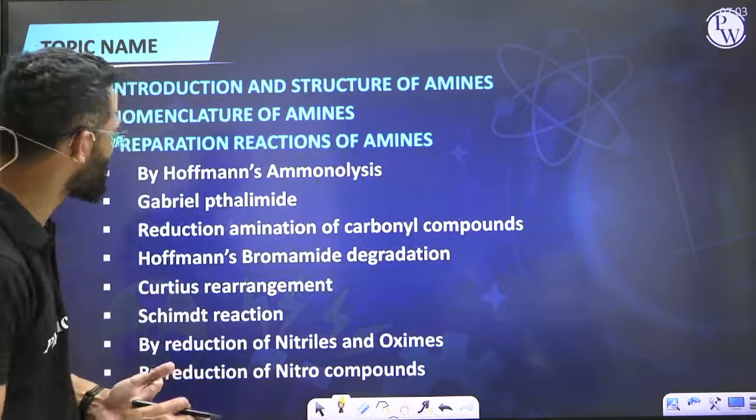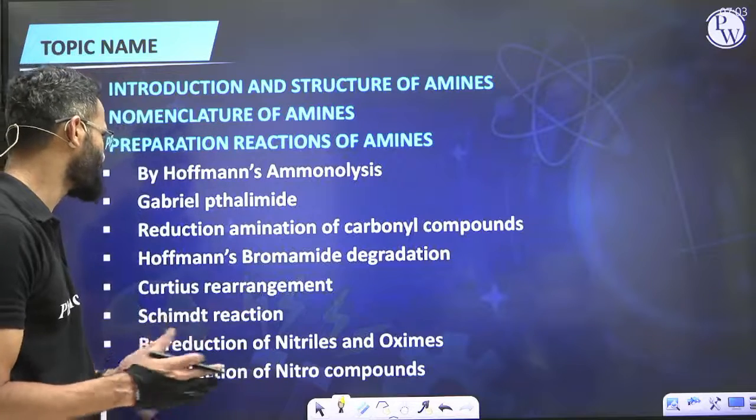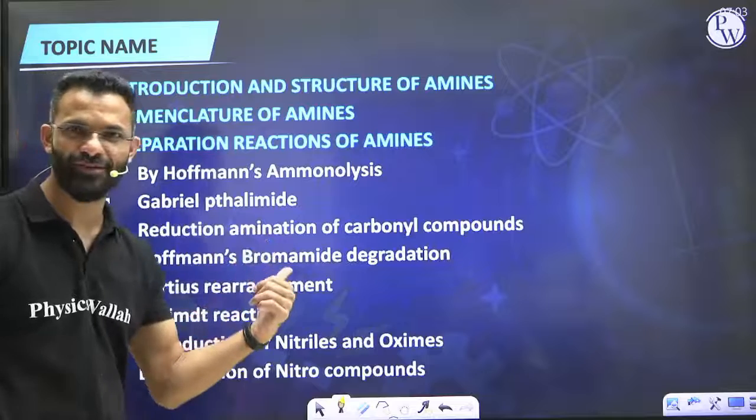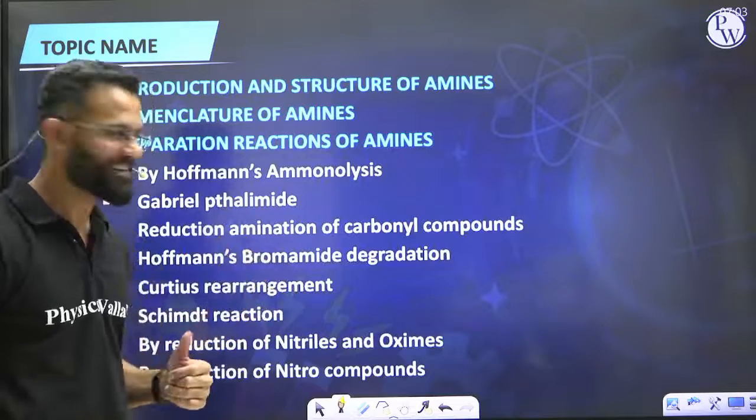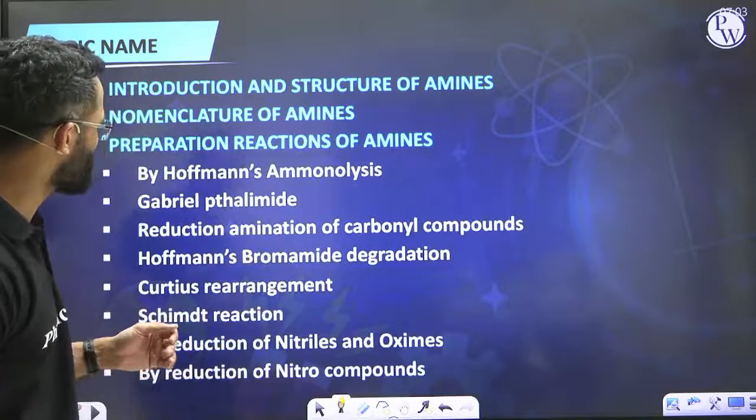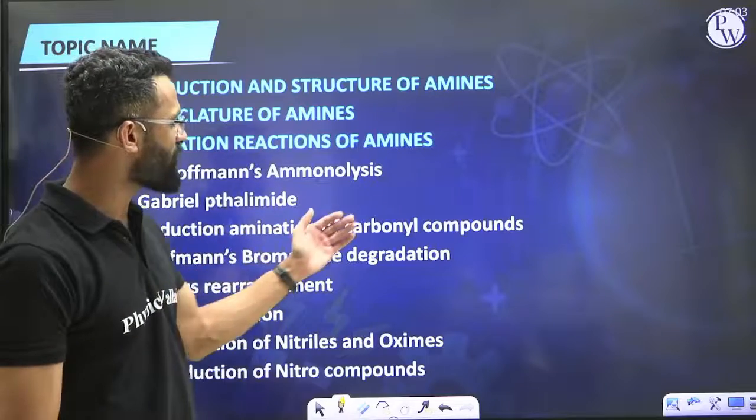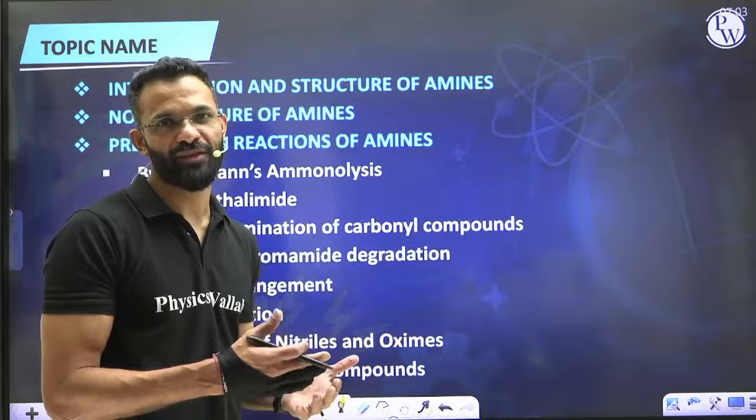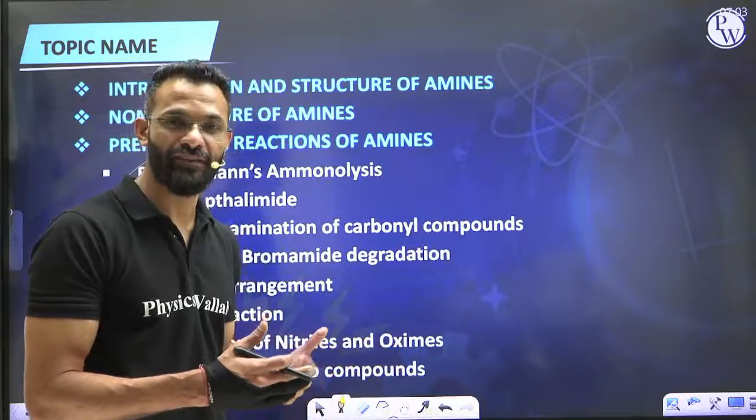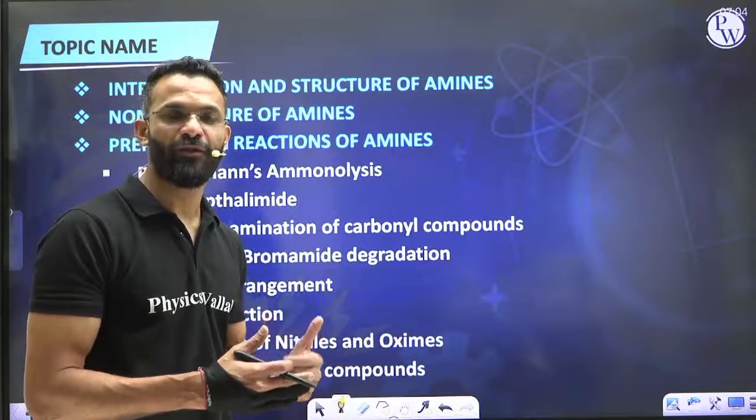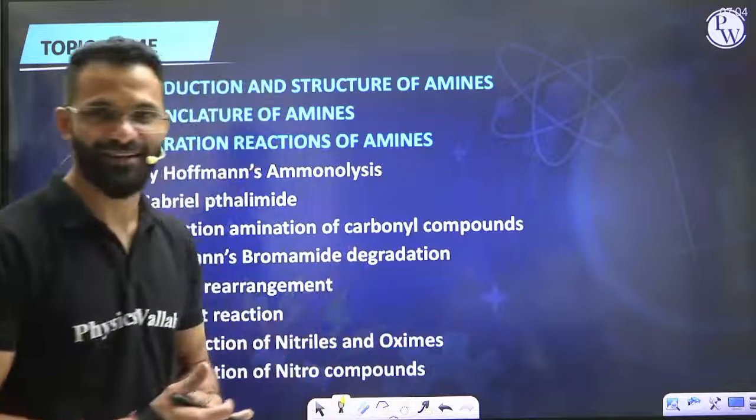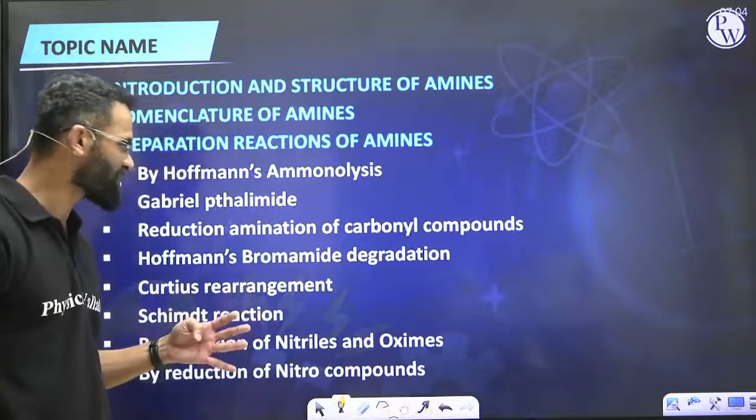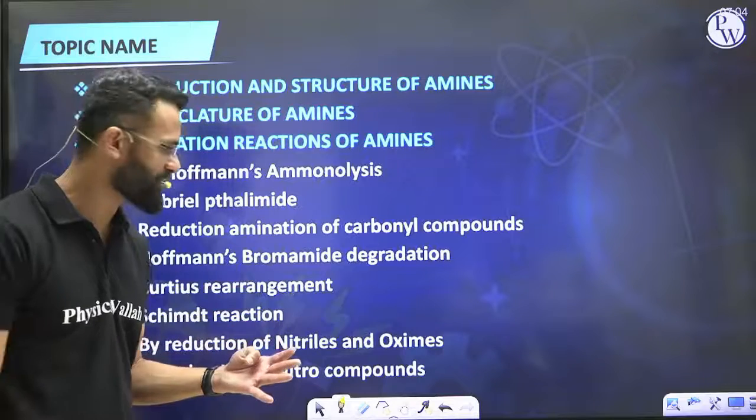We'll then talk about preparation of amines, precisely speaking primary amines, by Gabriel phthalimide synthesis. A very commonly asked question comes from this reaction. We'll then talk about reductive amination of carbonyl compounds. So you'll see how aldehydes and ketones upon reaction with ammonia or derivatives of ammonia, followed by reduction, give you corresponding amines. And then guys, we'll be talking about four very important reactions, or you can call them rearrangements.